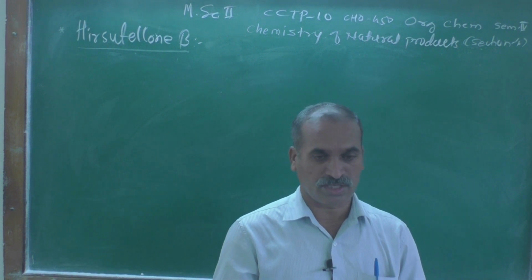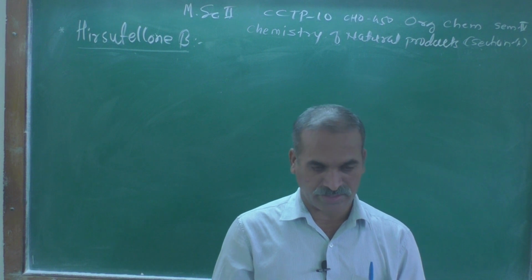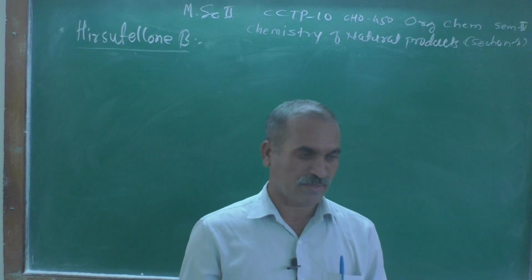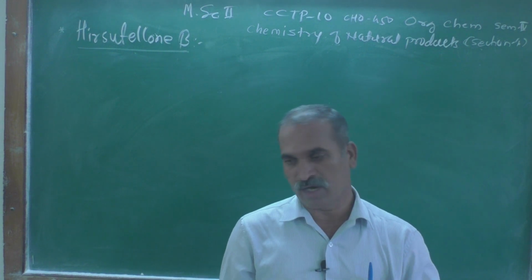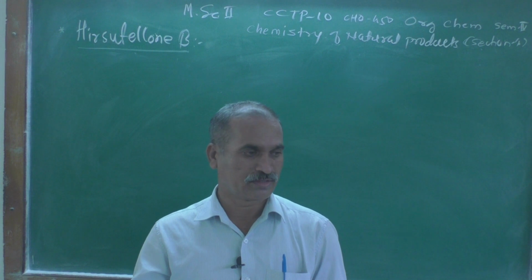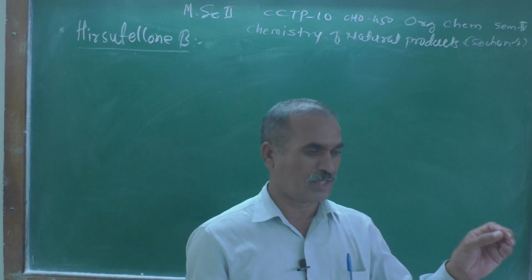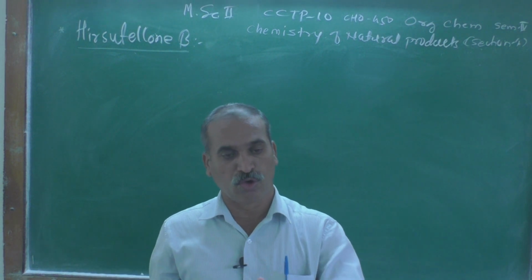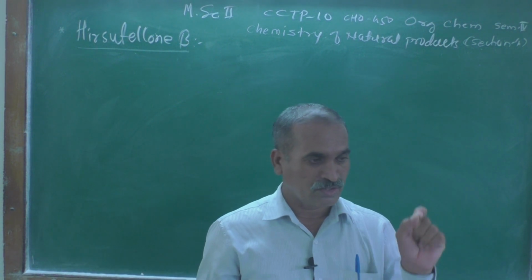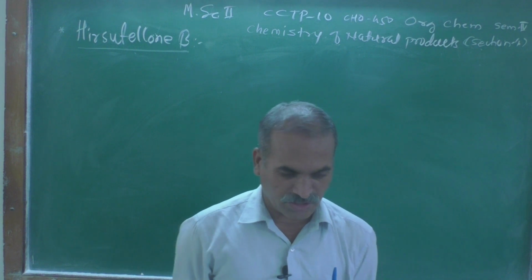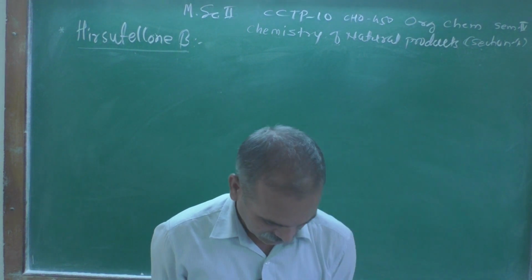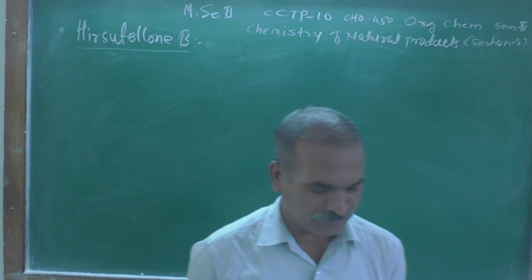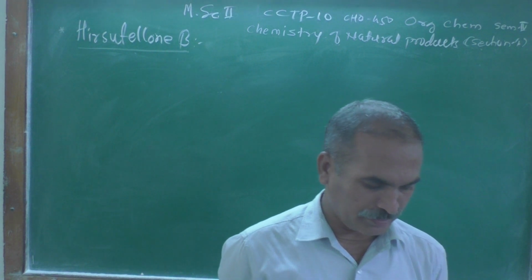There are 6 rings present. Out of that, 3 are 6-membered rings and 2 are 5-membered rings, and 1 is very big, that is a 12 to 13-membered ring. And that molecule hirsutolone B has 10 stereogenic centers, which we already know. So let's begin the rest of the thing.